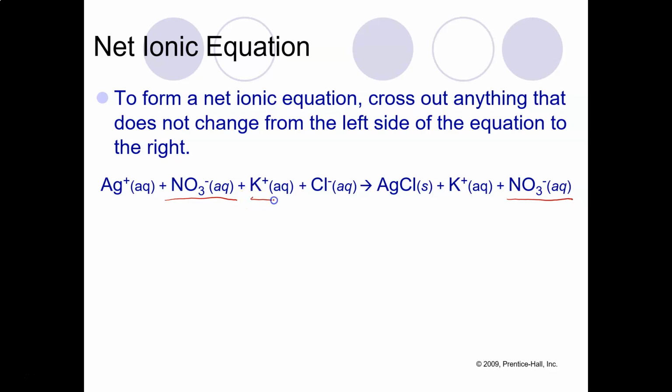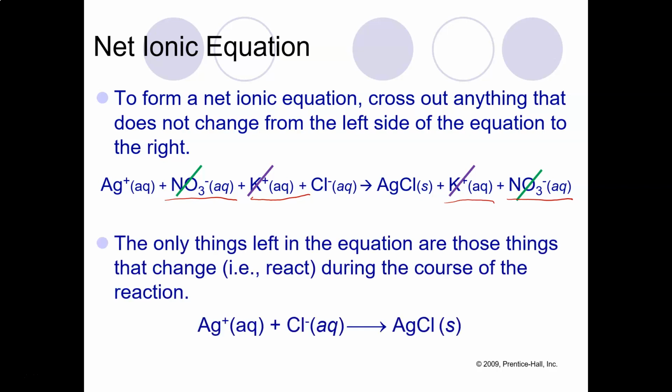K plus aqueous. K plus aqueous on the other side. Doesn't that look exactly the same? So it's a spectator ion. Cl minus aqueous. We look on the other side. I see Cl, but it doesn't look exactly the same, so it is not a spectator ion. So once you've identified your spectator ions, we have 2, nitrate and potassium. We cancel them out. Gone. They're gone. What is left is the net ionic equation.